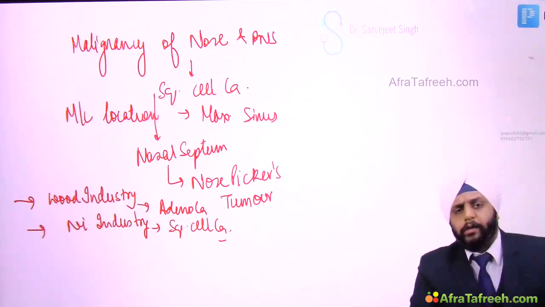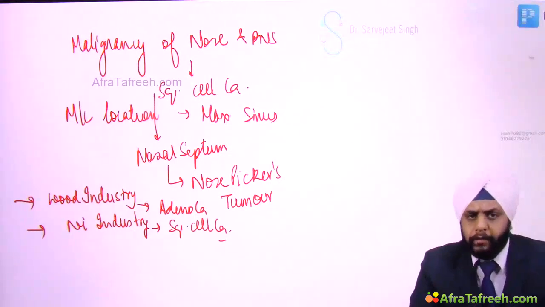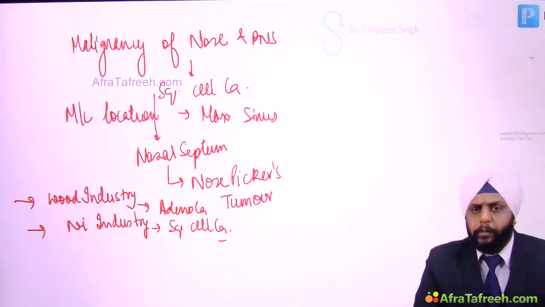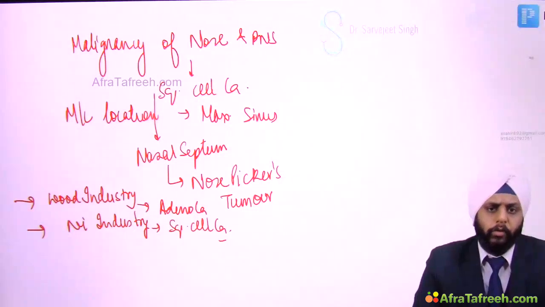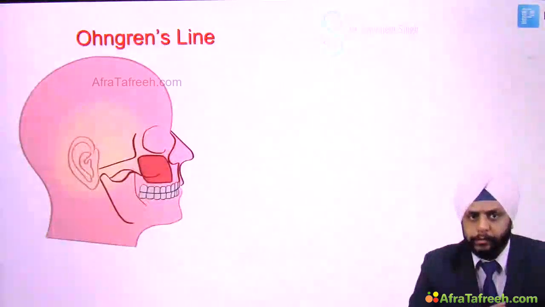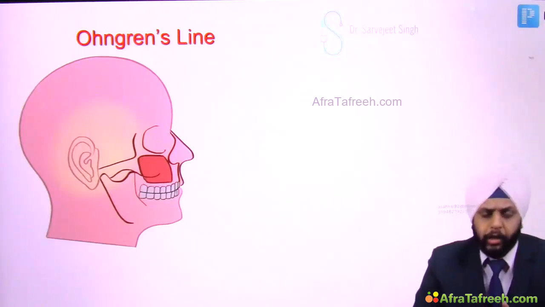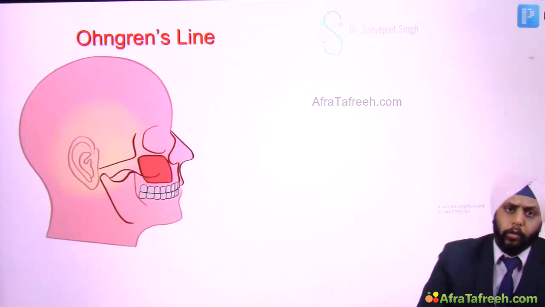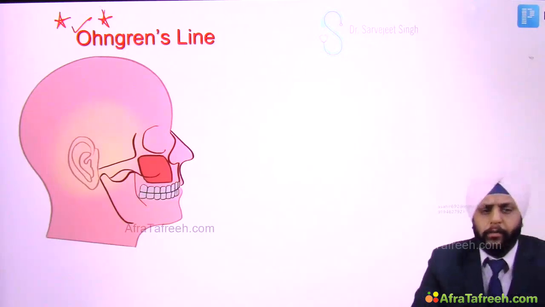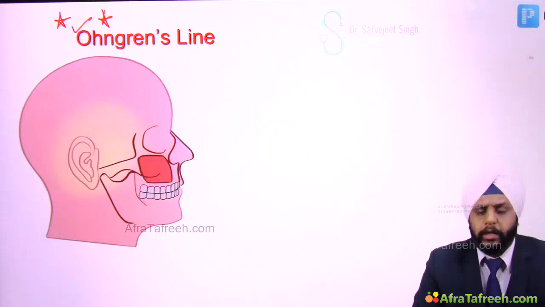Now, before we discuss the presentation, let us discuss a staging method and we'll understand the presentation along with the staging itself. So let's discuss the staging for maxillary sinus carcinoma. Okay, so maxillary sinus carcinoma, I am directly taking you to the staging, and for this staging we will first discuss Ohngren's line. Now this question on Ohngren's line is important. It has been asked multiple times in different exams. So what is this Ohngren's line? This is an old method of staging for maxillary carcinoma.